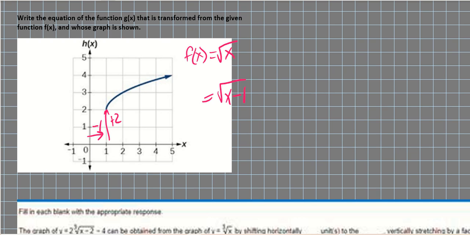You see how that's inside of our function now, right? Plus 2. The plus 2 does not go underneath the radical, because the plus 2 is indicating our vertical shift, going up and down.